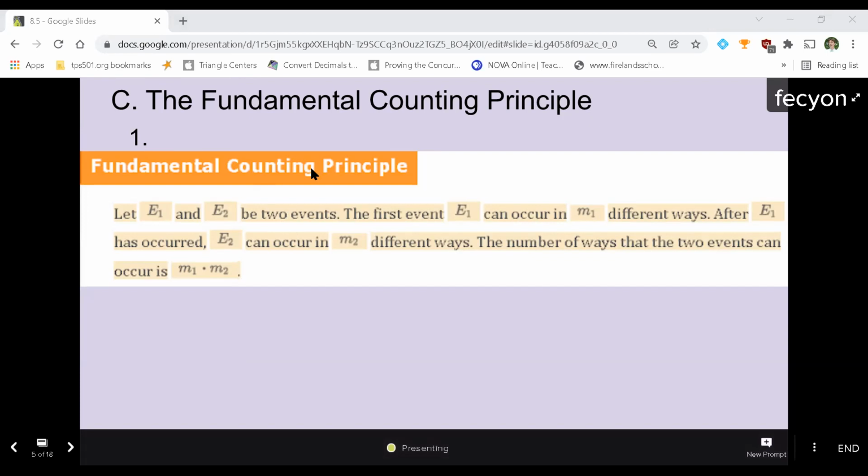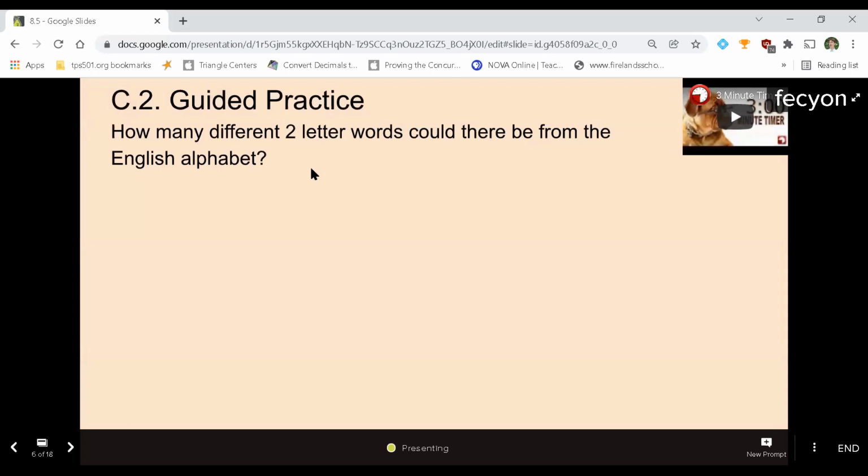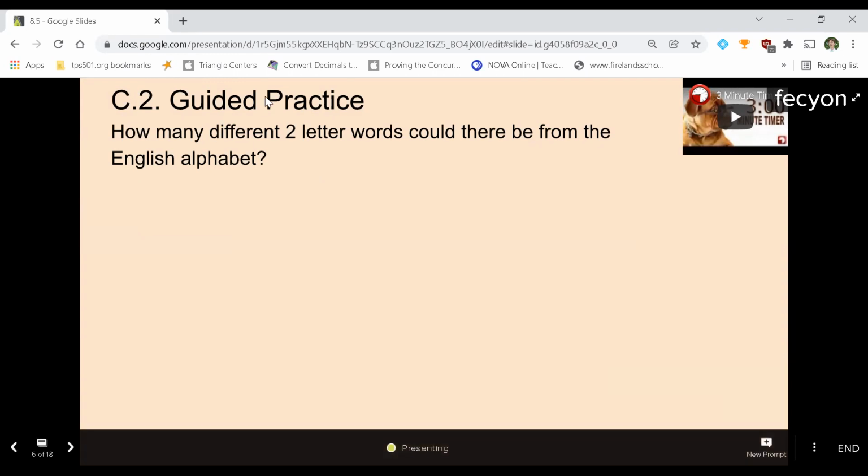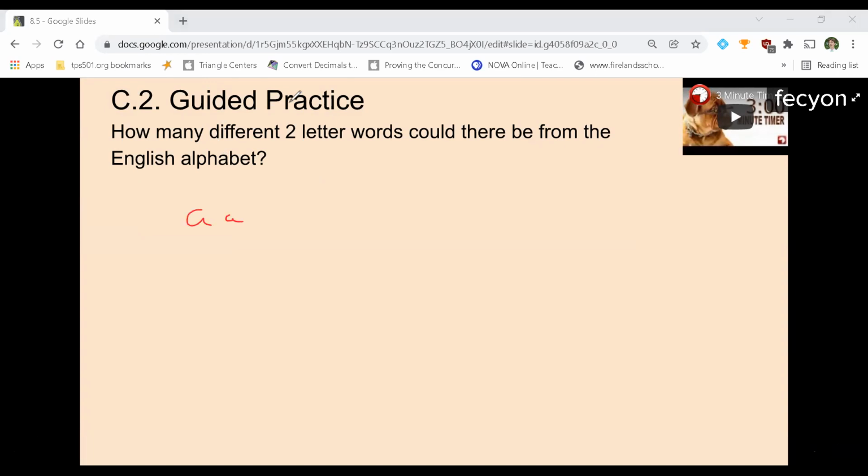Anybody need more time to write? All right, so for example, how many 2 different letter words could there be in the English alphabet? They don't have to be actual real words that exist now, but how many could there be? I will give you one because I'm a generous spirit. The first word that could exist in the English alphabet is AA.